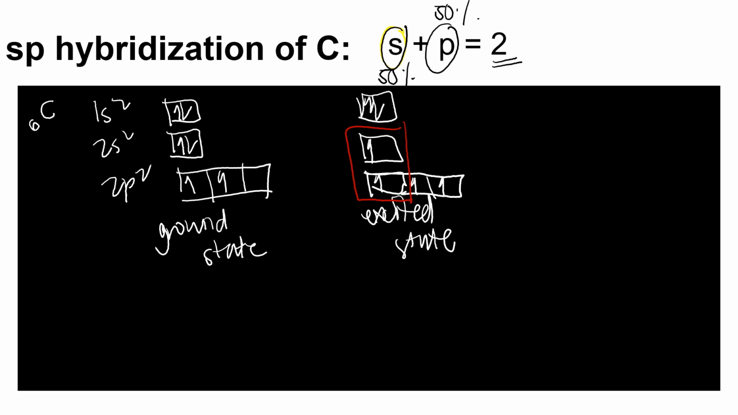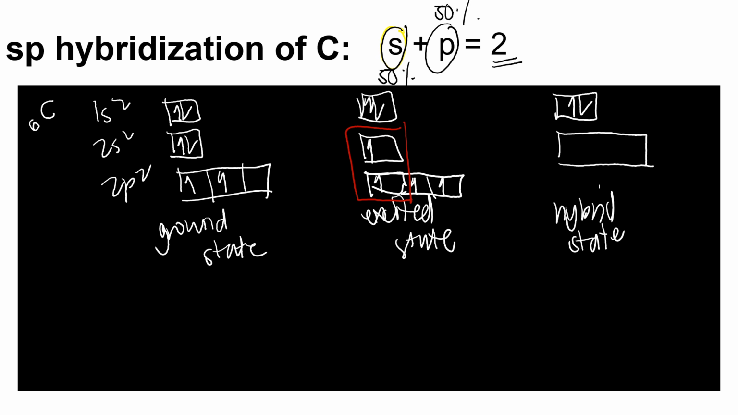So for sp hybridization of carbon, we only need two hybrid orbitals. So for your hybrid state, you still have the 1s, and then you have your two hybrid orbitals, 1, 2 with sp character. So you're still left with your y and your z 2p's. So these are your unhybridized orbitals. So in figure, it will look like this.